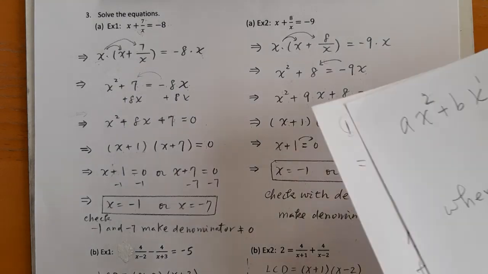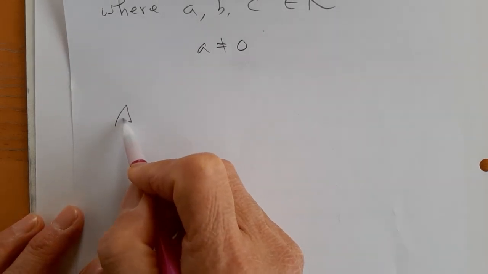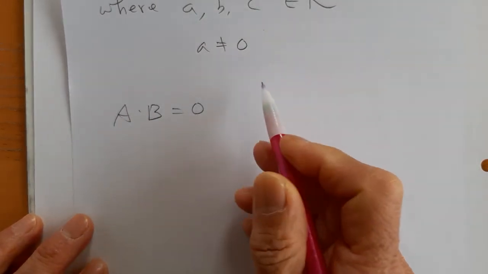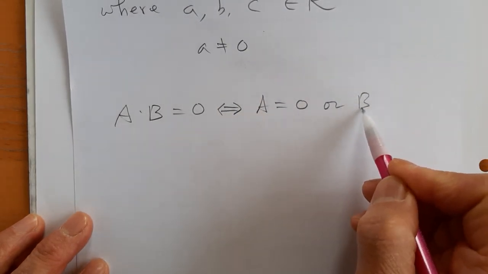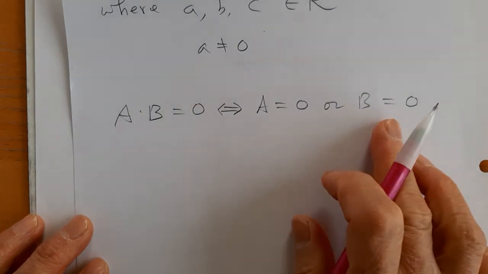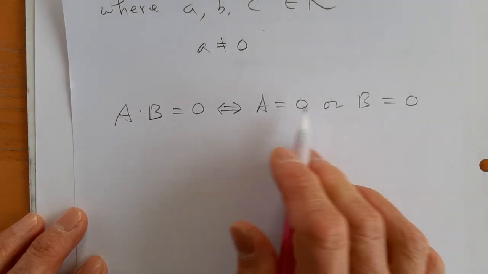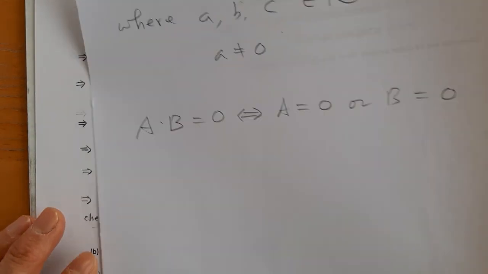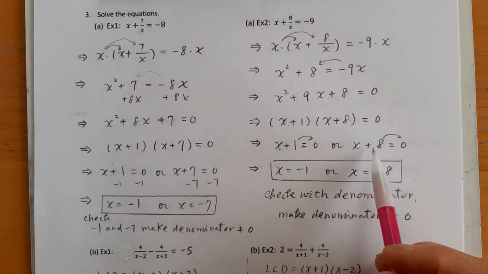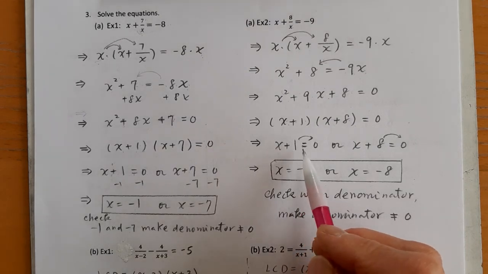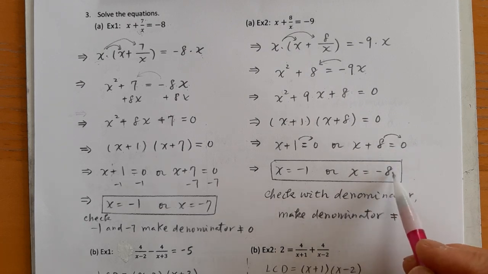Then we use what we call the zero factor property. If a times b equals 0, then if and only if either a equals 0 or b equals 0. If both are non-zero, their product will not be 0. So one of them must equal 0, or both are 0. So we call this the zero factor property. So either x plus 1 equals 0 or x plus 8 equals 0. Then subtract 1 from both sides, you get x equals -1, or subtract 8 from both sides, you get x equals -8.